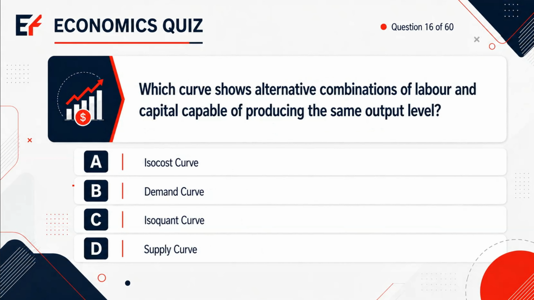Question 16. Which curve shows alternative combinations of labor and capital capable of producing the same output level? A. Isocost curve, B. Demand curve, C.